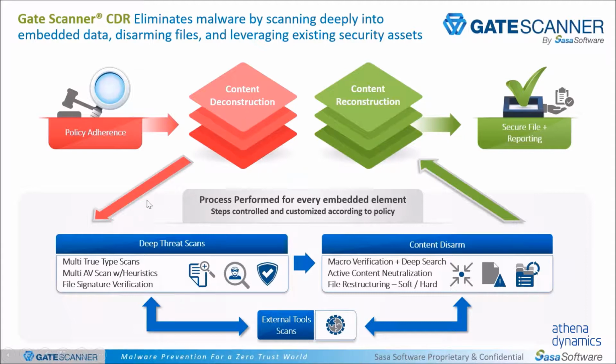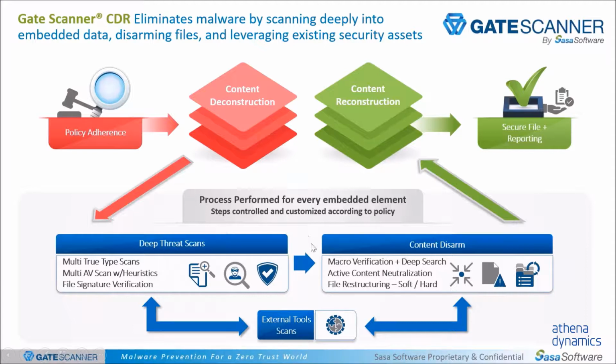Then we scan the file with multiple powerful detection tools. So we have multiple commercial AV engines, multiple commercial TrueType engines. Some of them are our own technology to prevent file spoofing and file tampering. We also have a capability of running detection with advanced next-gen and machine learning scanning technologies.